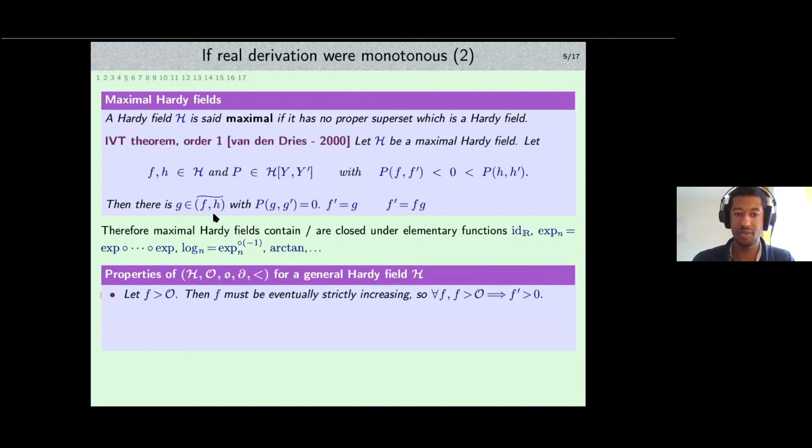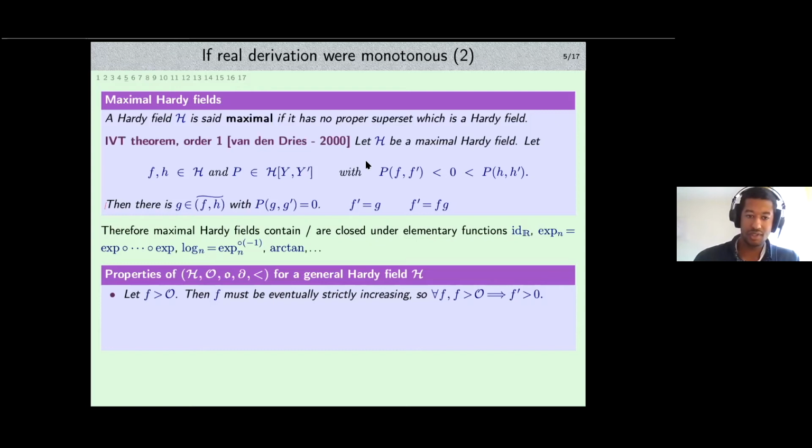So one question was, why doesn't the conclusion include H? So we have two functions, two elements of a Hardy field, f and h. The differential polynomial is negative at f and positive at h, and you just have a solution to the equation here that is just between f and h. The bounds are not so important, they must just exist. And so this is a separate set of solutions that we have. This is simpler to prove.